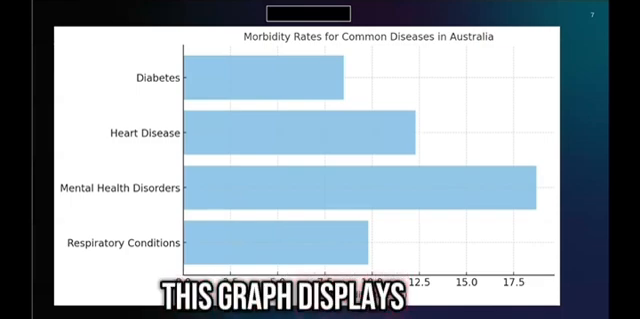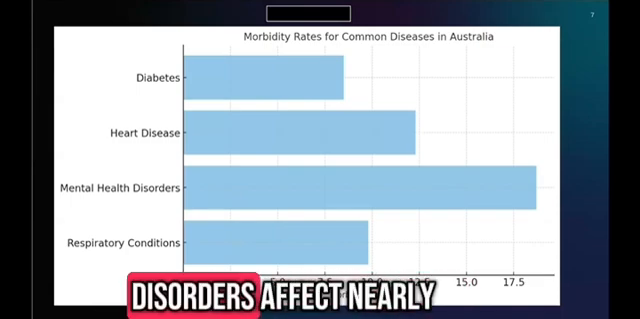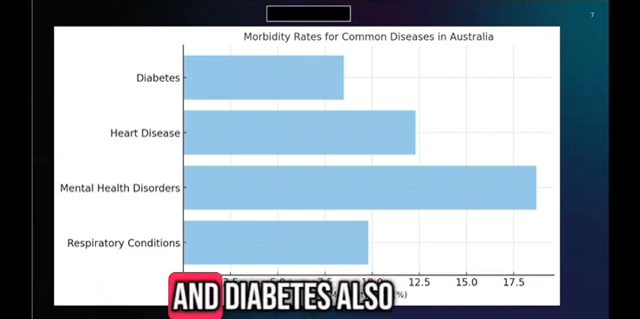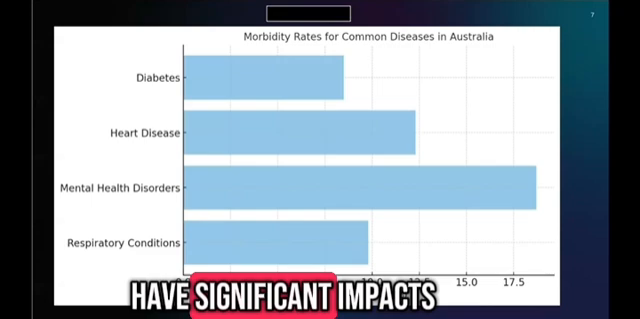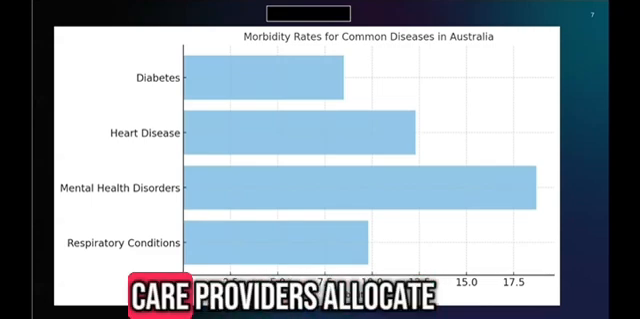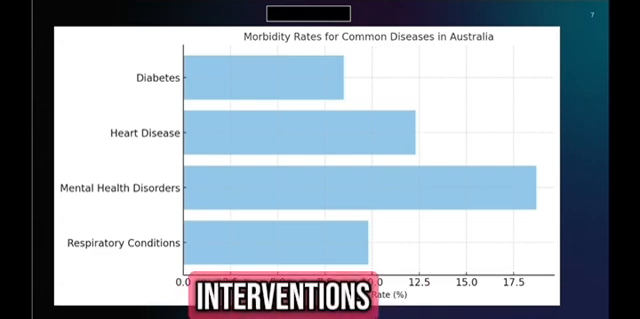This graph displays morbidity rates for common diseases in Australia. As you can see, mental health disorders affect nearly 20% of Australians annually, while heart disease and diabetes also have significant impacts on public health. Understanding morbidity helps healthcare providers allocate resources effectively and develop targeted interventions.